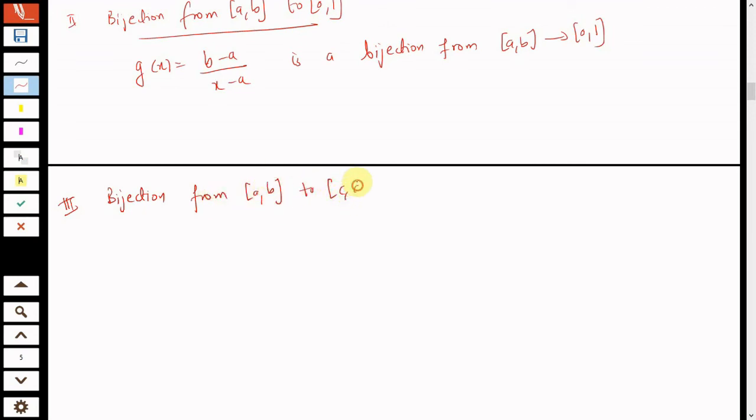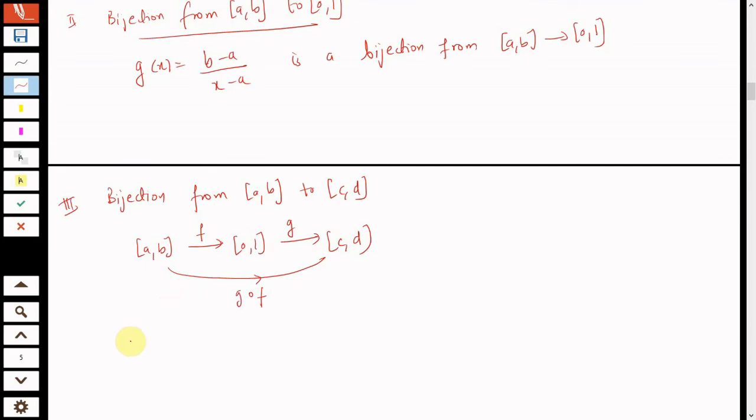So what I'll do is that first I'll produce a bijection from a comma b to 0 comma 1, and then I'll produce a bijection from 0 comma 1 to c comma d, and see, this would be f and this would be g. So if I take the composition, that is g composite f, g composite f would be a bijection from a comma b to c comma d. So we have a natural bijection.